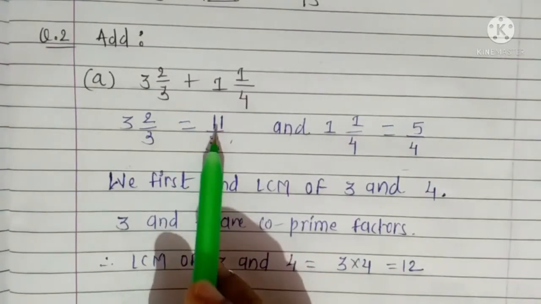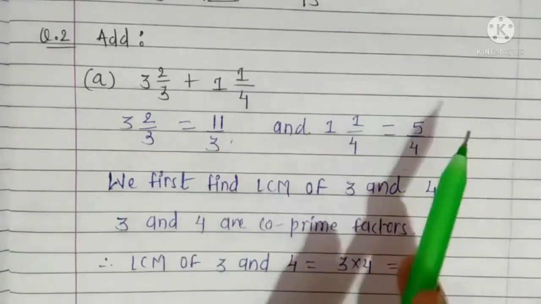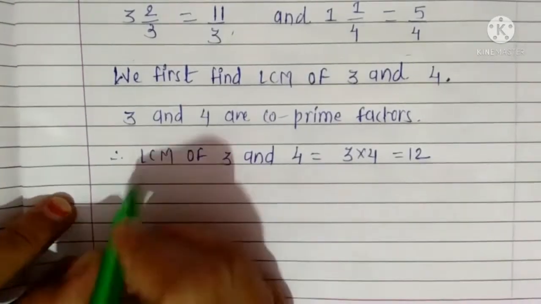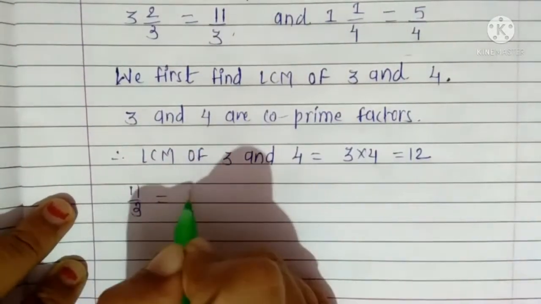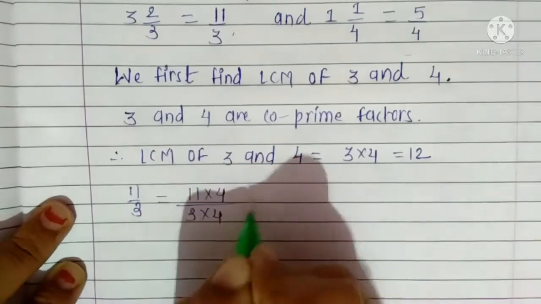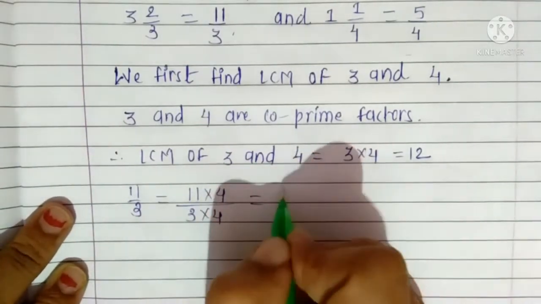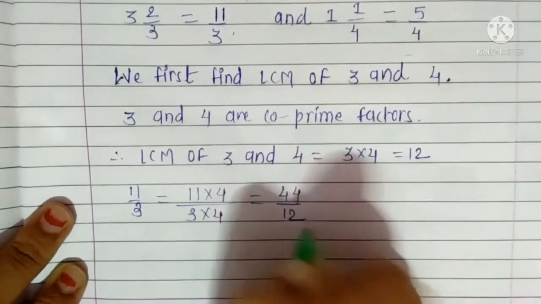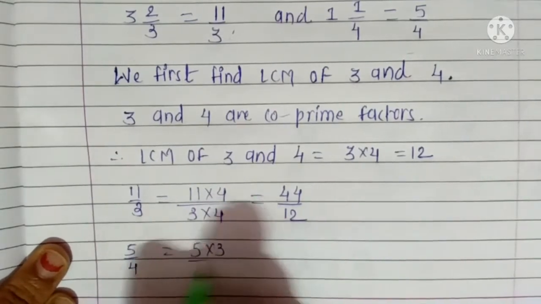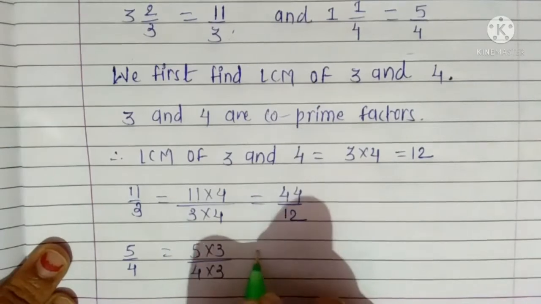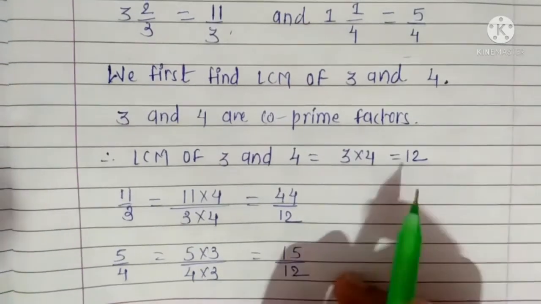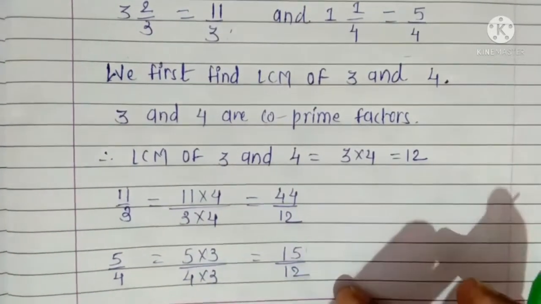Now, we find equivalent fractions of 11 upon 3 and 5 upon 4 with denominator 12. So, 11 upon 3 is equal to 11 multiplied by 4 upon 3 multiplied by 4, and we get equivalent fraction 44 upon 12. Next, 5 upon 4 is equal to 5 multiplied by 3 upon 4 multiplied by 3. This is equal to 15 upon 12. Now, we add these two equivalent fractions.